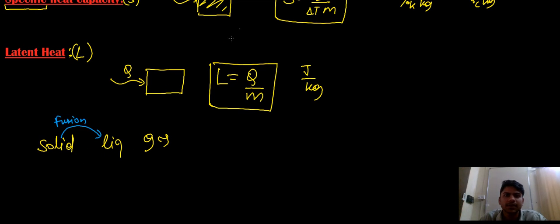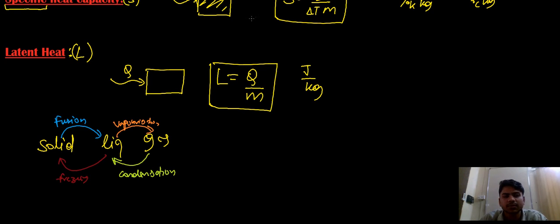Then the next one is liquid to gas. We'll call this vaporization, so you will come across the term latent heat of vaporization. Then let's go the opposite way, gas to liquid. This process is known as condensation, so you'll be dealing with the latent heat of condensation. Then you have liquid to solid, which will be known as freezing.